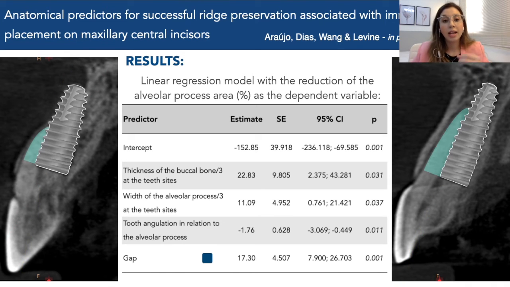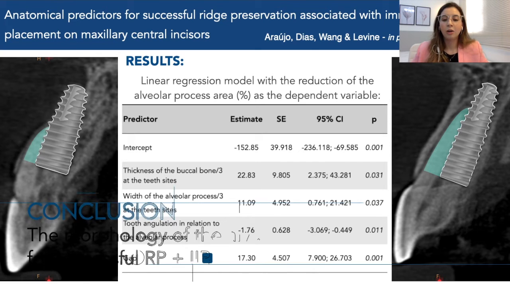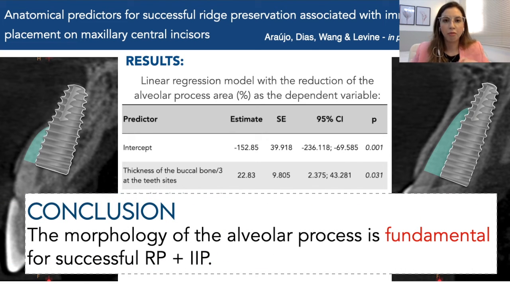And finally, the gap dimension. The gap is the distance between the implant shoulder and the inner aspect of the buccal bone wall. The wider the gap, the less the ridge resorption. And for each additional millimeter the gap was increased, there was about 17% less reduction. Thus, we can conclude that the morphology of the alveolar process is fundamental for successful ridge preservation with immediate implant placement.